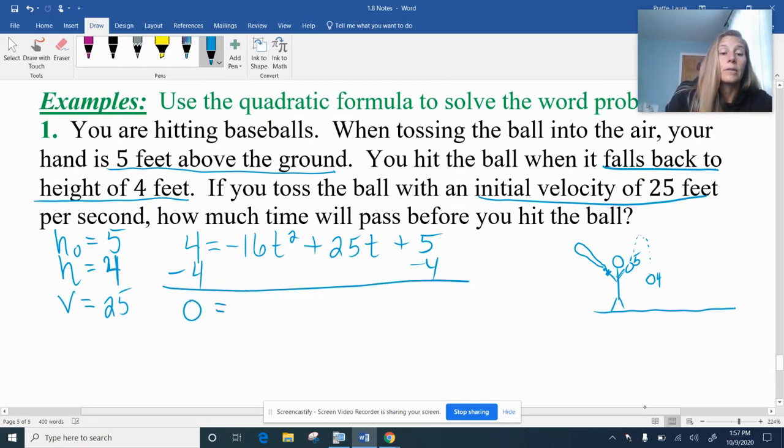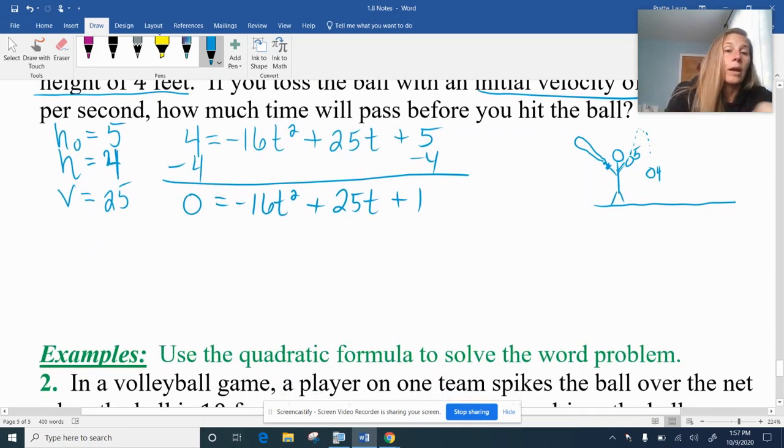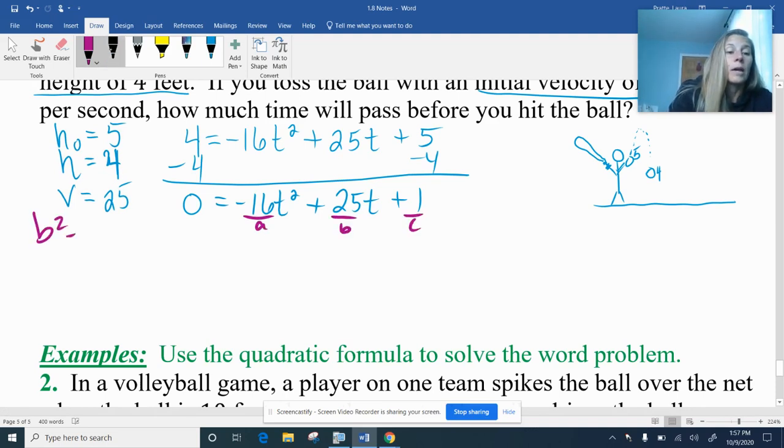So now we have 0 equals -16t squared plus 25t plus 1. Just as I did on all the other problems, I'm going to now use this to find my discriminant. So over here on the side, I'm going to do my discriminant first. So that will be 25 squared minus 4 times negative 16 times 1.